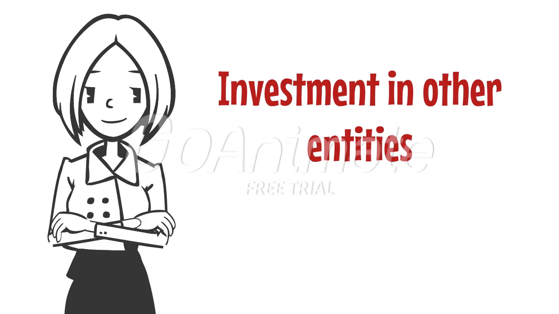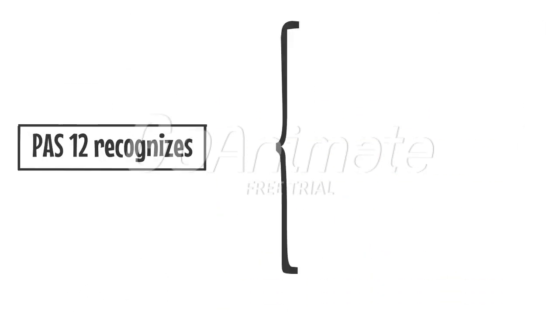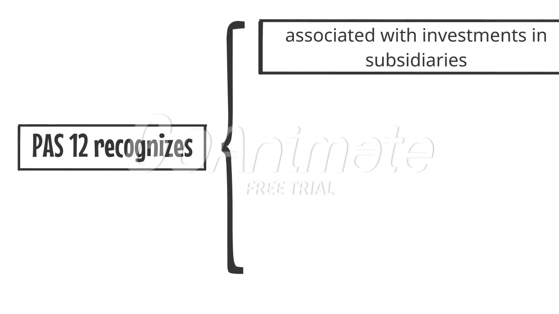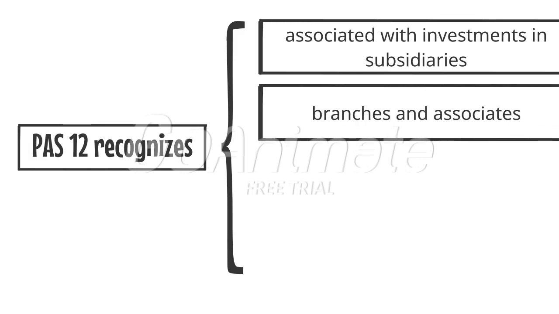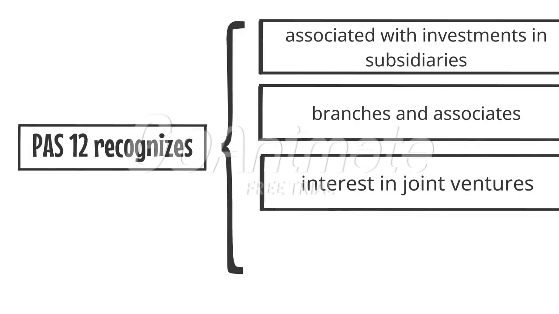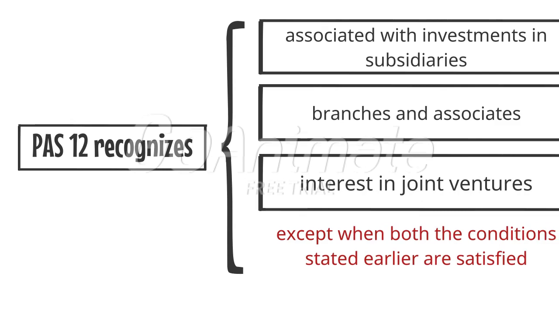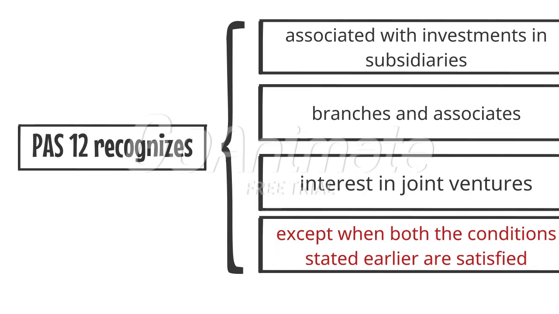Investment in other entities. PAS 12 recognizes deferred taxes from all temporary differences, including those that are associated with investments in subsidiaries, branches and associates, and also interest in joint ventures, except when both the conditions stated earlier are satisfied.